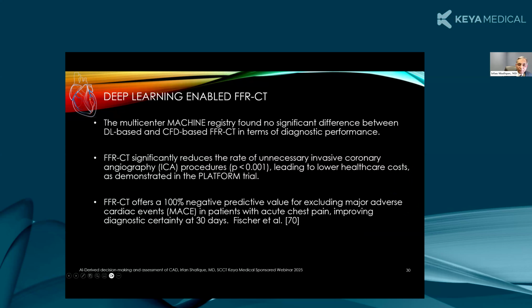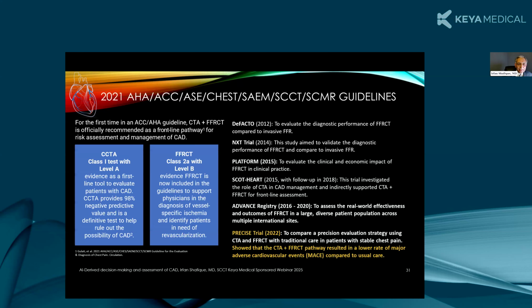And as you have seen, the PLATFORM trial also showed a 100% negative predictive value for excluding any major adverse cardiovascular events in patients with acute chest pain for at least the next 30 days. So very high predictive value. All this validation led the ACC and American Heart Association guidelines to recommend CT and FFRCT as a frontline test.